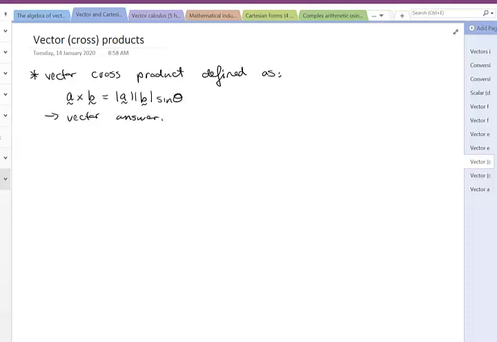So when you find the cross product of two vectors, the vector answer will be perpendicular in direction to the vectors A and B. So that's really important. The vector cross product is used in a number of ways, but most importantly for us is that it gives a direction that is perpendicular to the two vectors that are used.